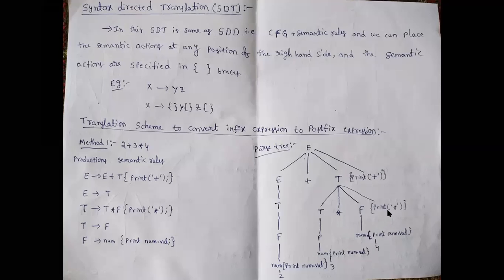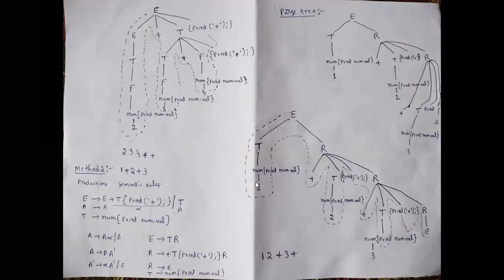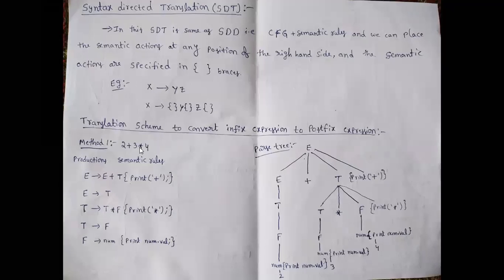So the printing should happen where print is written. Here the star has come, but we do not print the star yet. Wherever the print option comes, at that print option we print the output. So first 2 is printed, then 3, then 4, and next star and plus. Okay, so that is the conversion of infix expression to postfix expression. So top to bottom and left to right, we are using the traversing. Okay, so 2, 3, 4 star plus. So this is the postfix expression for the given expression 2 plus 3 star 4.